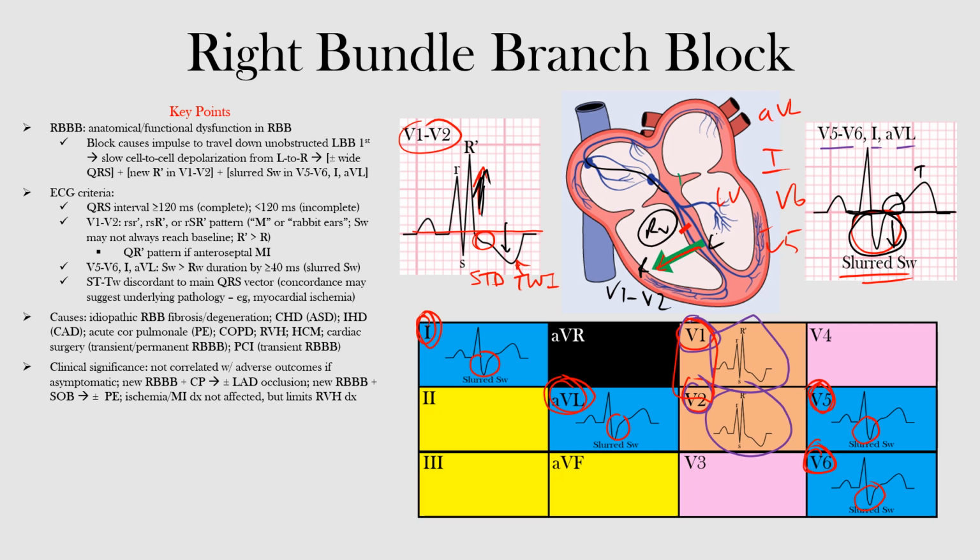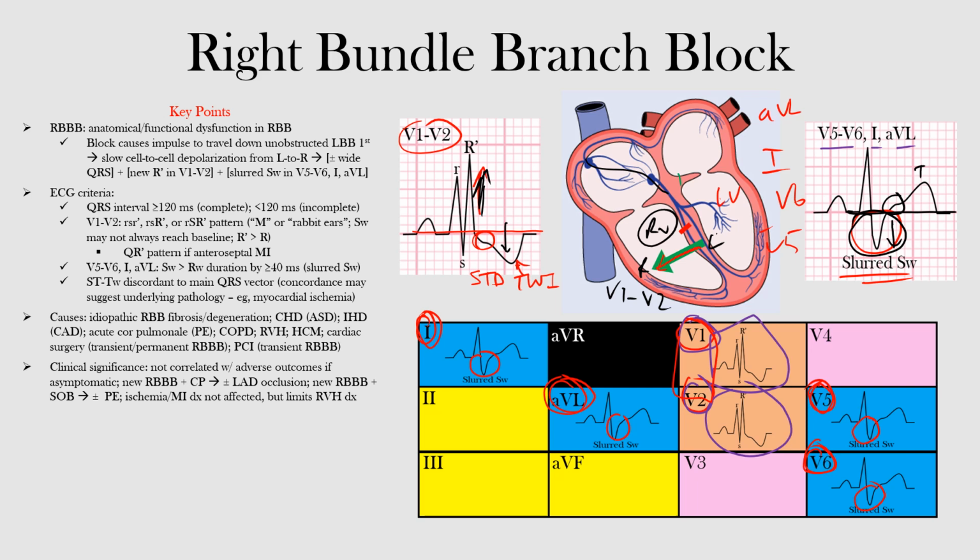Now, if the ST segment and the T wave went in the same direction as the main QRS vector, that's called concordance, and it may actually suggest underlying pathology such as myocardial ischemia. So those are the main EKG criteria for right bundle branch block. I hope this is all making sense.